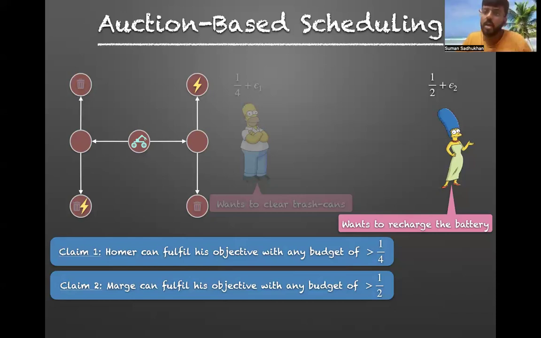Yes. I mean, so typically what Marge sees, she doesn't see the trash can. She only sees what the current battery status is and where the recharge stations are, right? So her urgency will only depend on that, and Homer's urgency will only depend on where the trash cans are and whether they are filled or not.